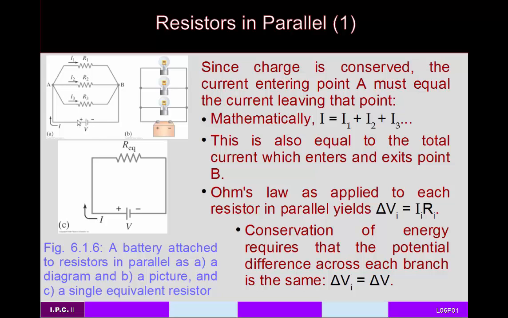Ditto for going through like this, so R2 must have the same voltage drop across it as the battery, albeit with the opposite sign, and similarly for R1. So this basically is saying that delta V_i is equal to delta V, albeit with a negative sign inserted. And so delta V1 is equal to delta V2 is equal to delta V3 is equal to negative delta V. So that is the two principles we're using.